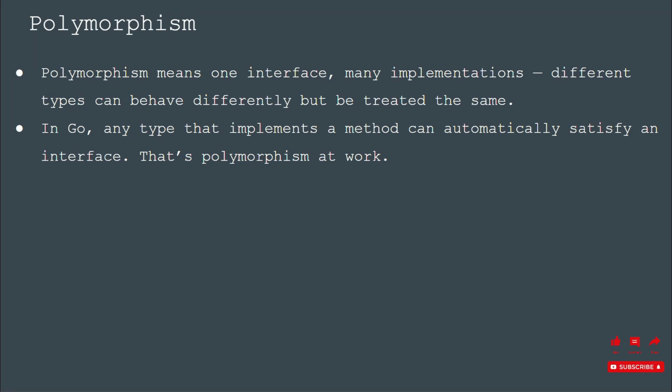Polymorphism. Polymorphism means one interface, many implementations. Different types can behave differently but be treated the same. In Go, any type that implements a method can automatically satisfy an interface. This is how polymorphism works in Go. Let's take a look at a code example.